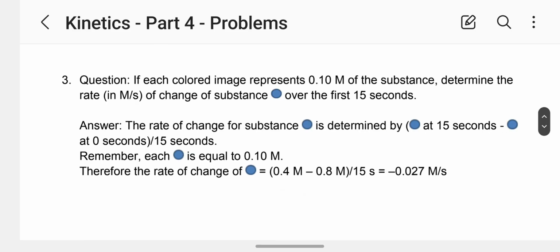Moving towards the next question, in which they say if each colored image represents 0.10 molar. Just note the concentration, that it is 0.10 molar of the substance, then determine the rate. So in this question we have to find out the rate. What's the rate in this case? Alright, in molar per second. What's the rate in molar per second of change of substance over the first 15 seconds?